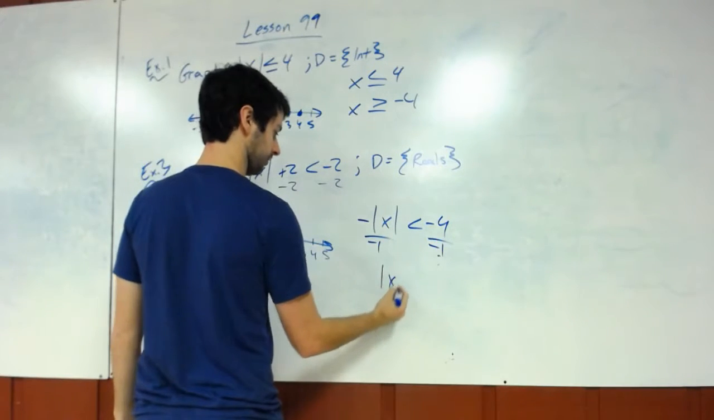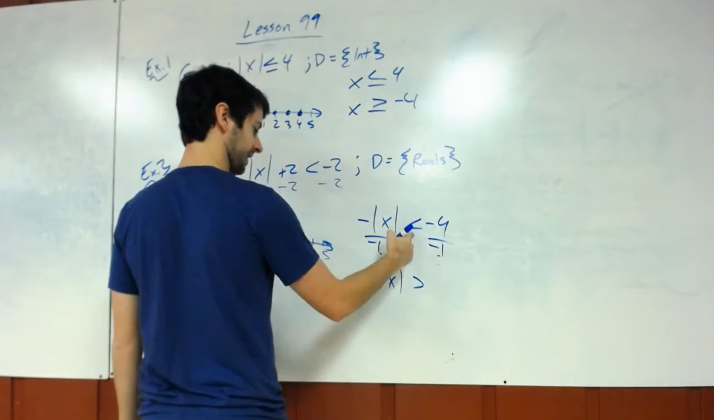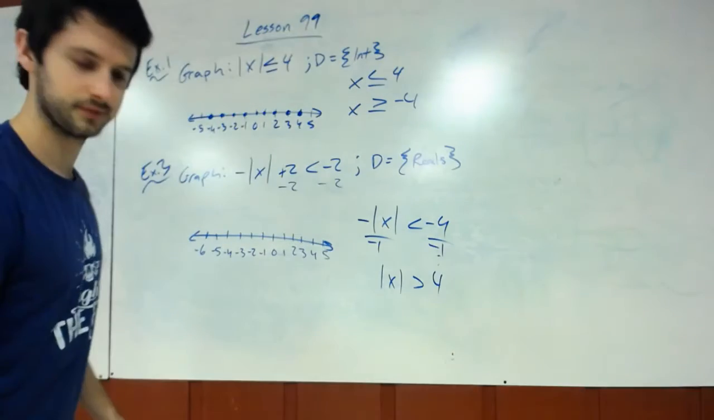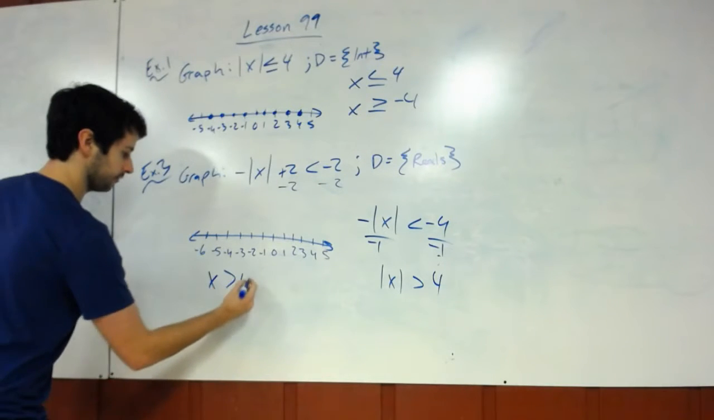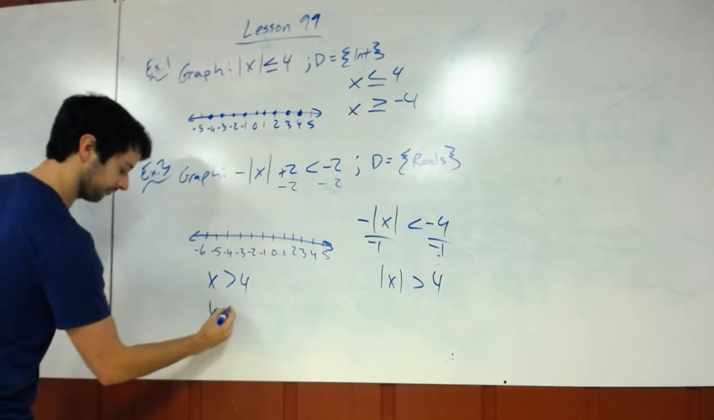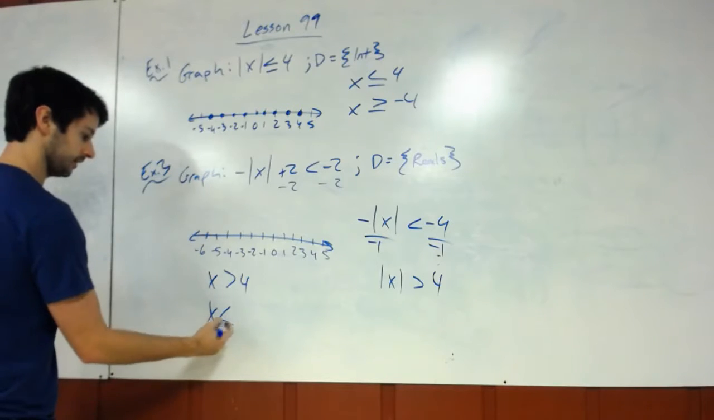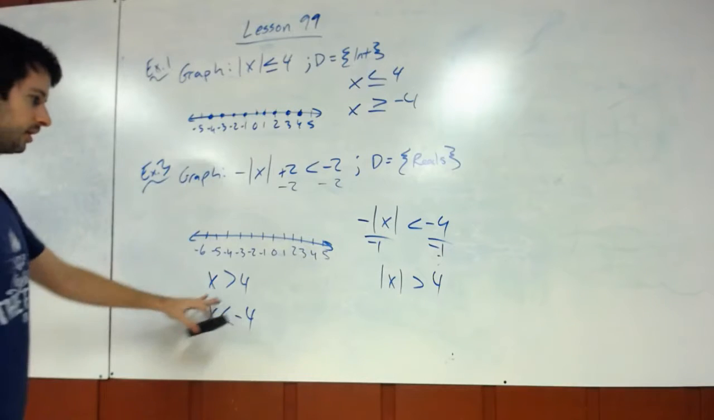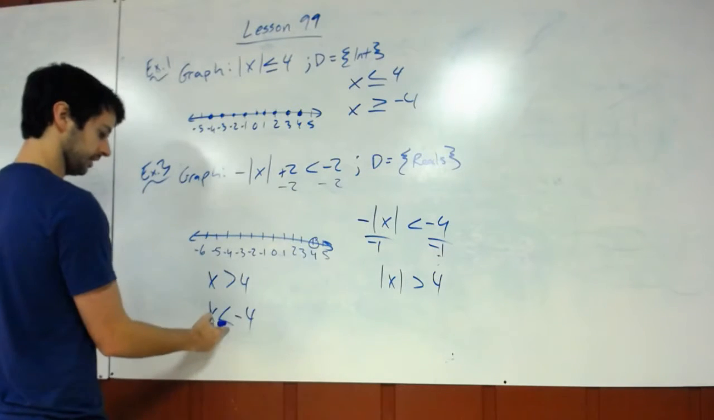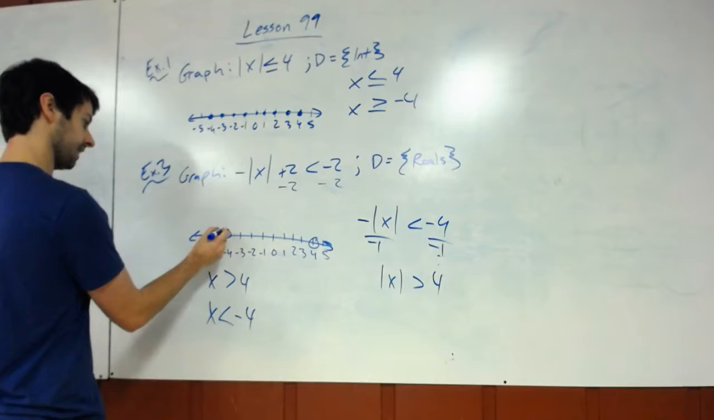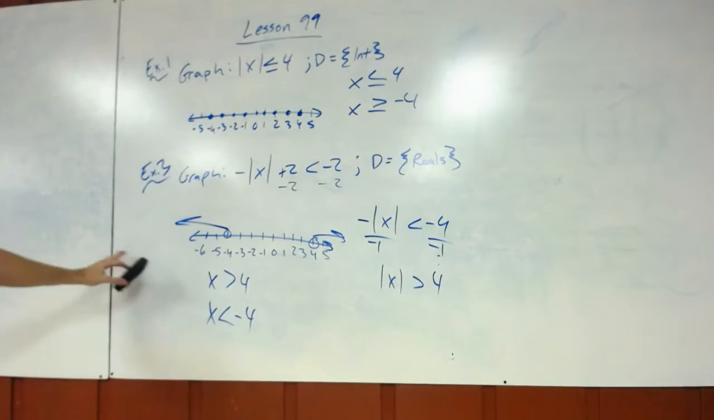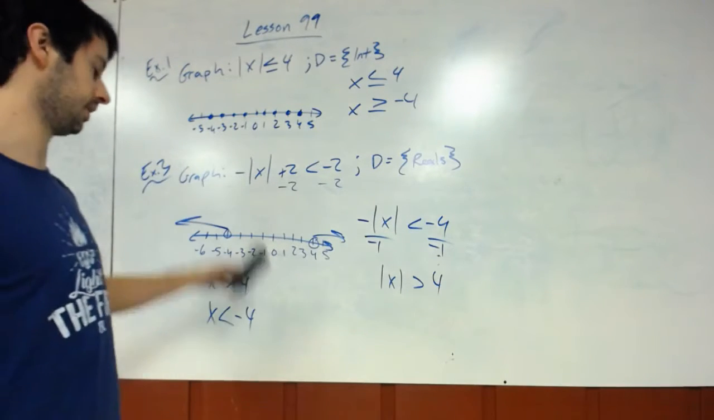Get rid of this negative by dividing by negative 1. So absolute value of x, we have to switch that sign since we divided by a negative, is greater than 4. So we have x is greater than 4, and then we flip the inequality and change the sign. So x is greater than 4, I'm going to put an open circle there, or x is less than negative 4. Less than would be this way, greater than would be that way. So all these would be the numbers that satisfy the inequality.